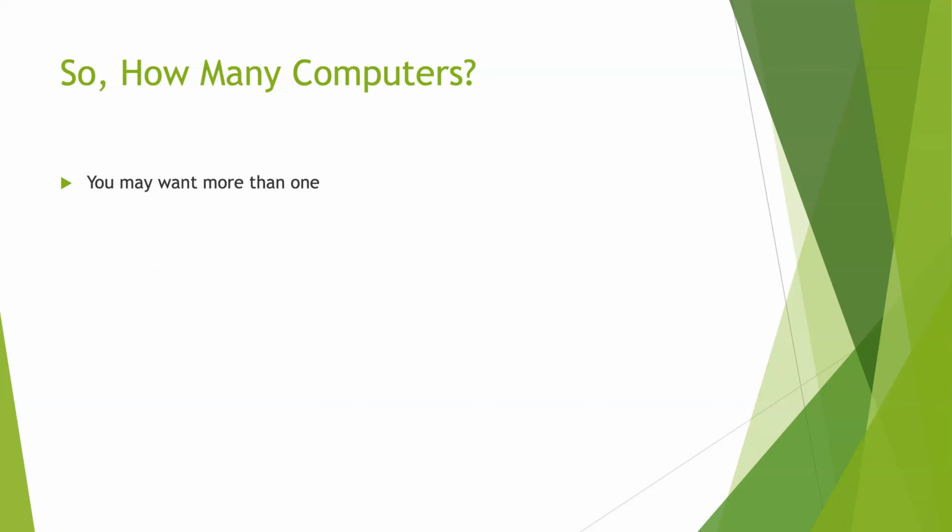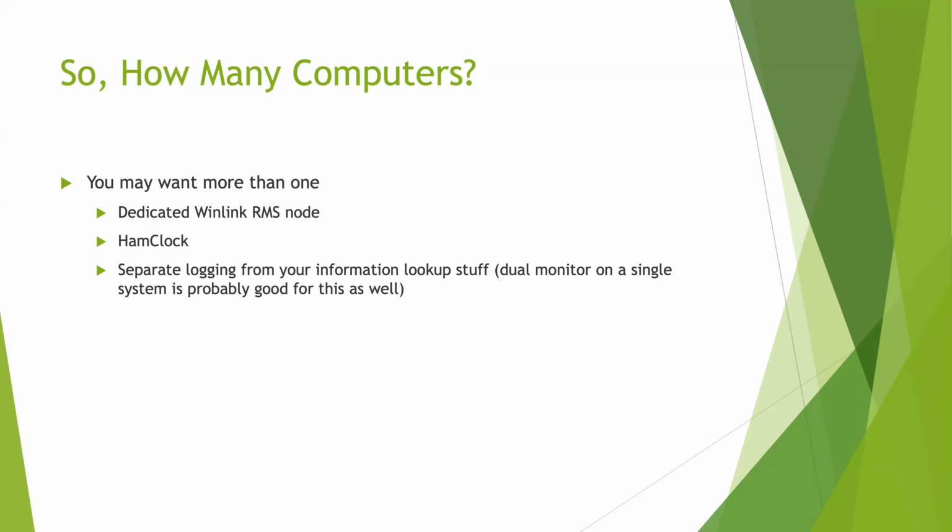However, you may want more than one. You might want a dedicated WinLink RMS node if you're interested in helping to build the RMS network. You may want to run Ham Clock. Ham Clock runs great on a Raspberry Pi Zero, which is like $22. We'll talk more about that in a minute. You may want to separate your logging from your information lookup. Now, a dual monitor on a regular computer might be perfect for that, but you might want to have two computers for that. You might want a machine for your SDR for monitoring what's going on different frequencies and hearing what you can hear, or for running your web SDR stuff. You may want to dedicate a machine for the mesh networking stuff. There's a lot of things you might want to do with computers. So you may want more than one. You may get by with one. You may want more than one.